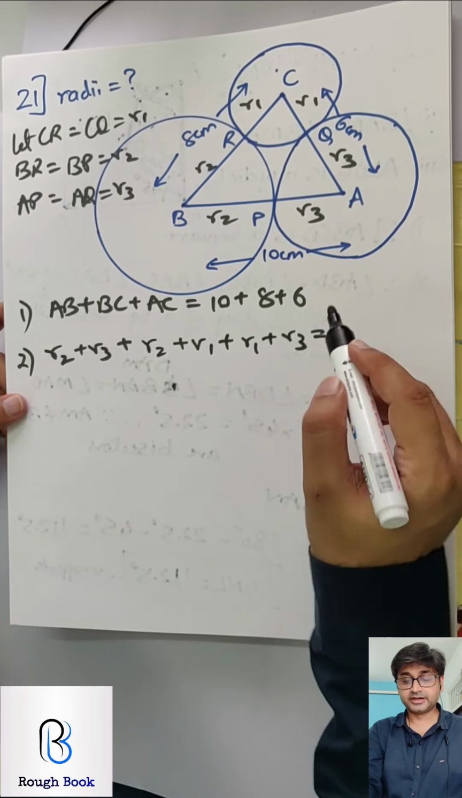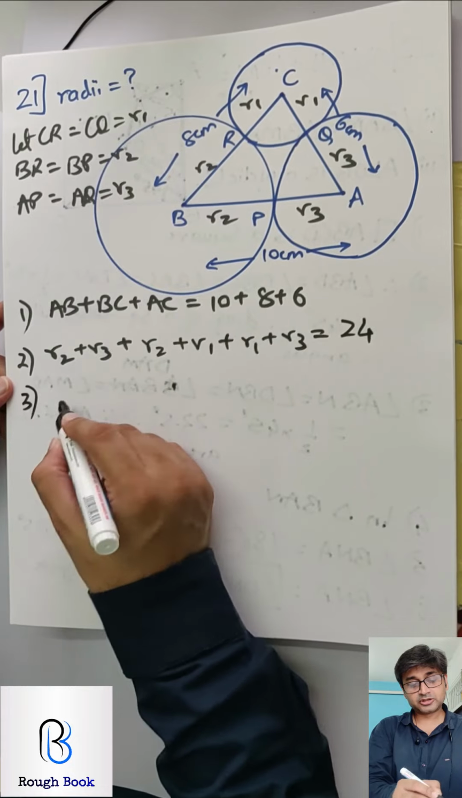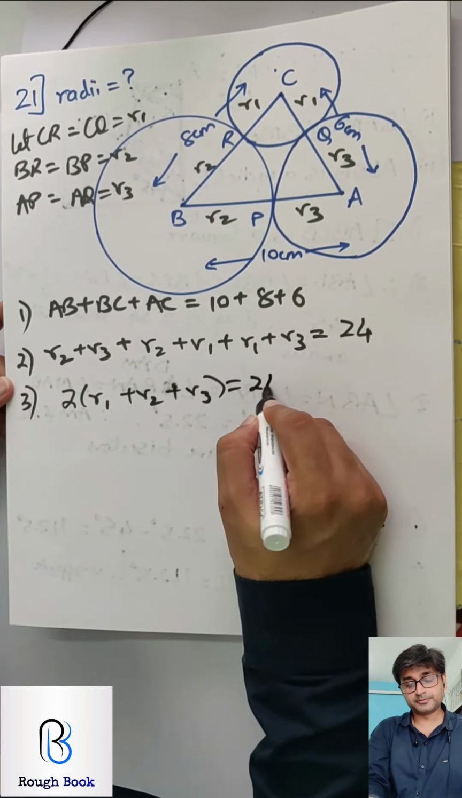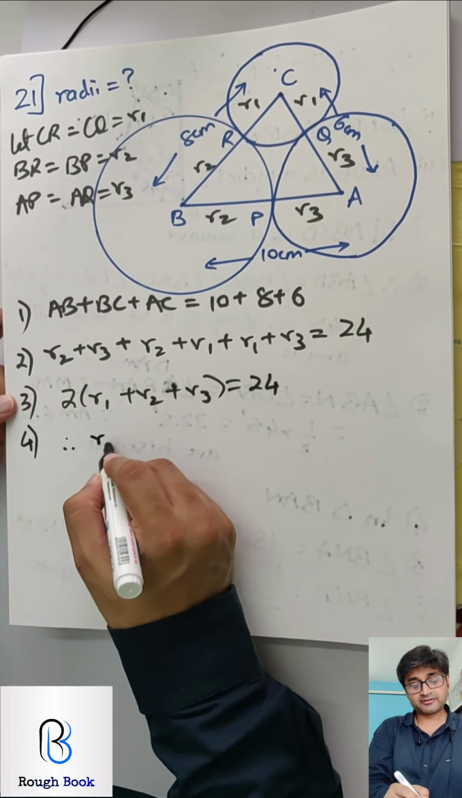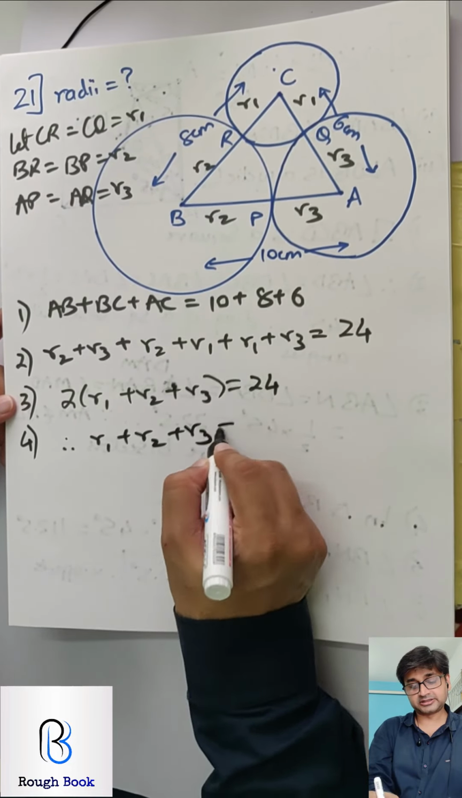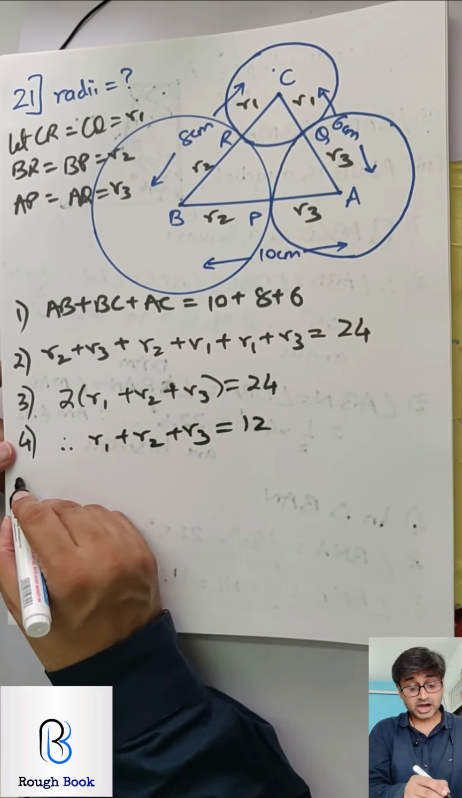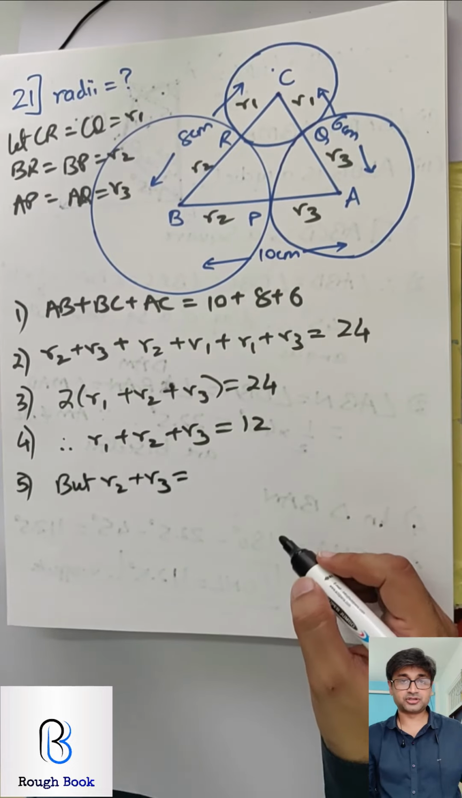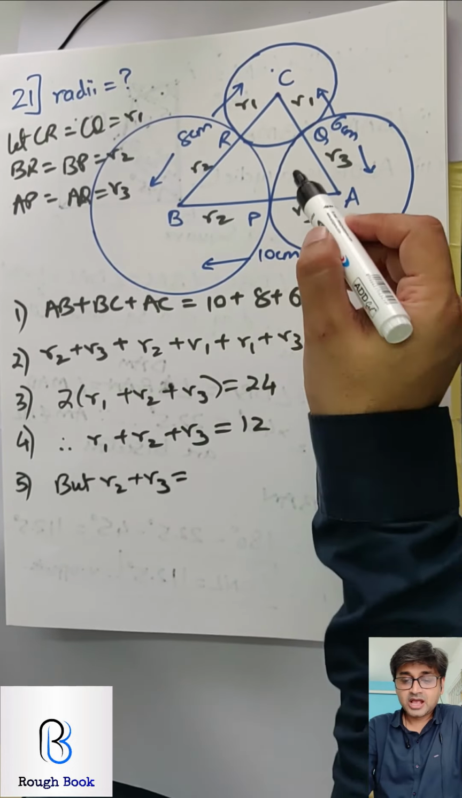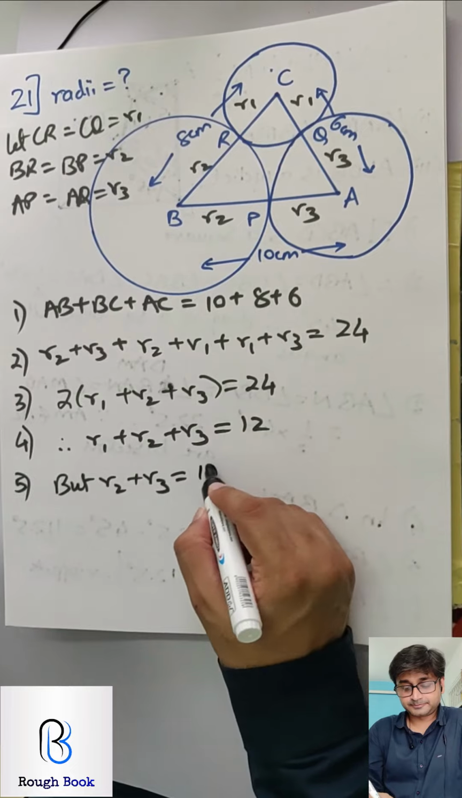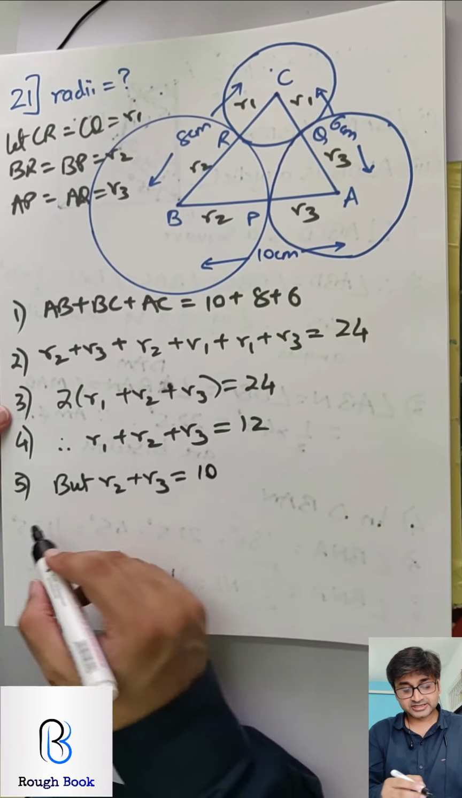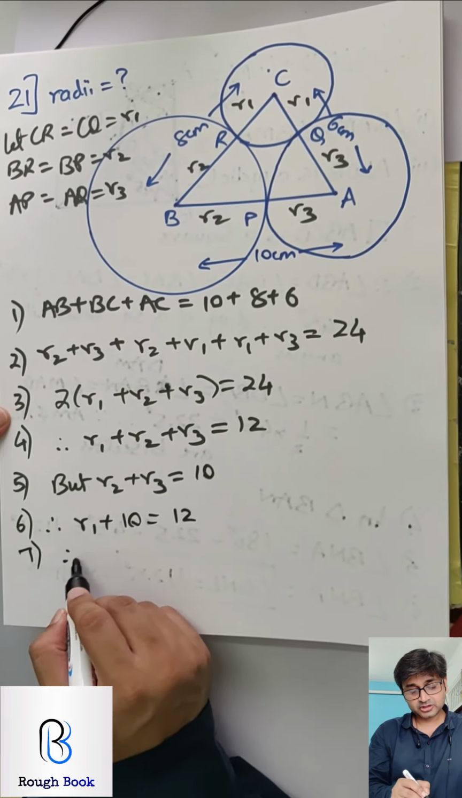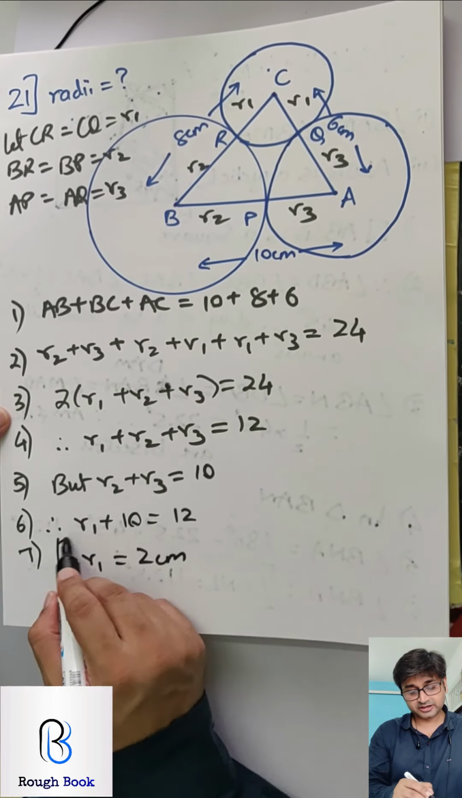Pause and try. 18 plus 6, 24. So I will get 2 times R1 plus R2 plus R3. I have pulled out 2 common as 24. So therefore I will get R1 plus R2 plus R3 as 12. Now, R2 plus R3 is how much? Look at the diagram and answer. R2 plus R3 is 10 and therefore R1 plus 10 is equal to 12. So I can say R1 is 2 centimeters.